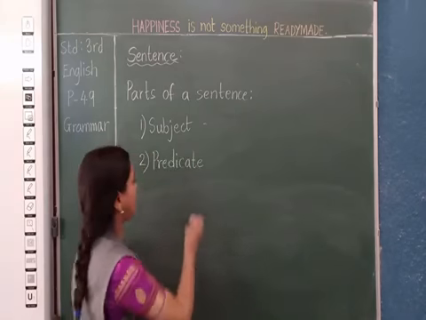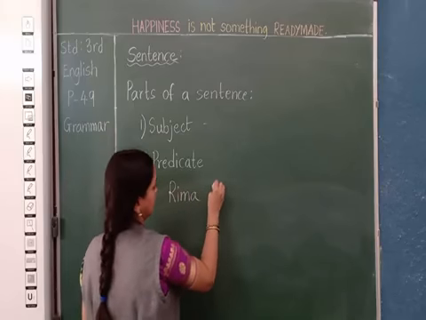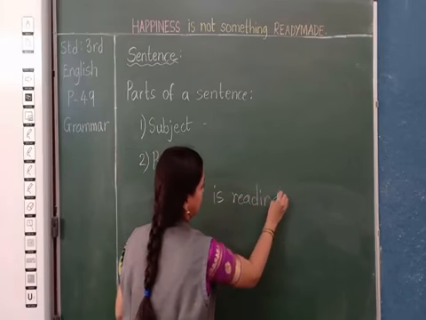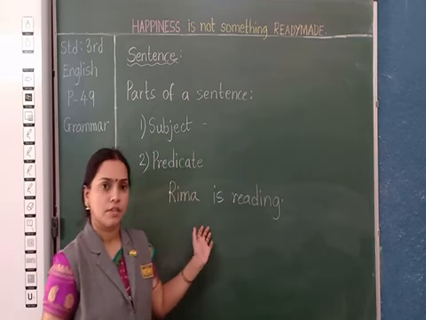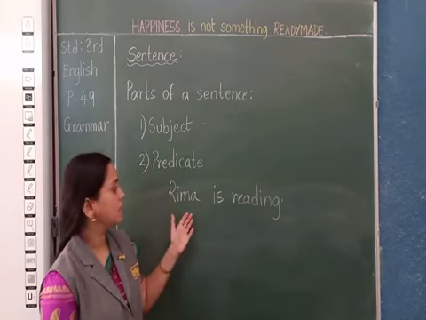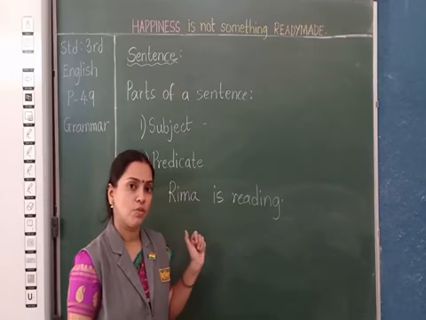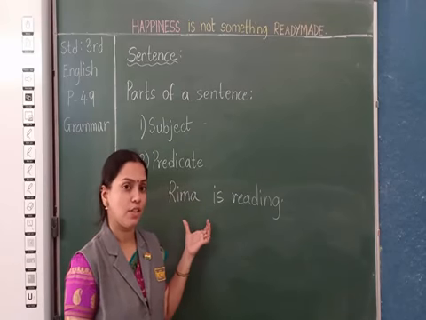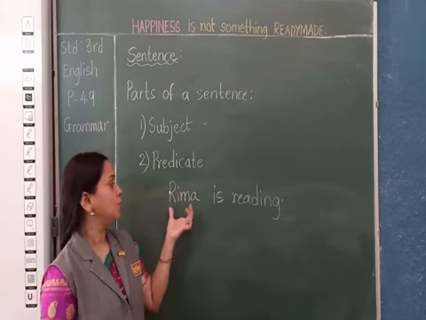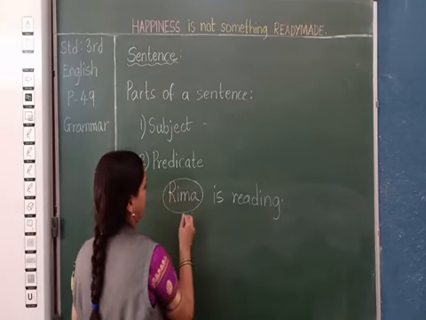Suppose I say, Rima is reading. Again, this is a complete sentence. It makes complete sense. Now, what is the sentence about, or who is the doer of the action here? We are talking about Rima, isn't it? So, who is the subject? Here, Rima is our subject.